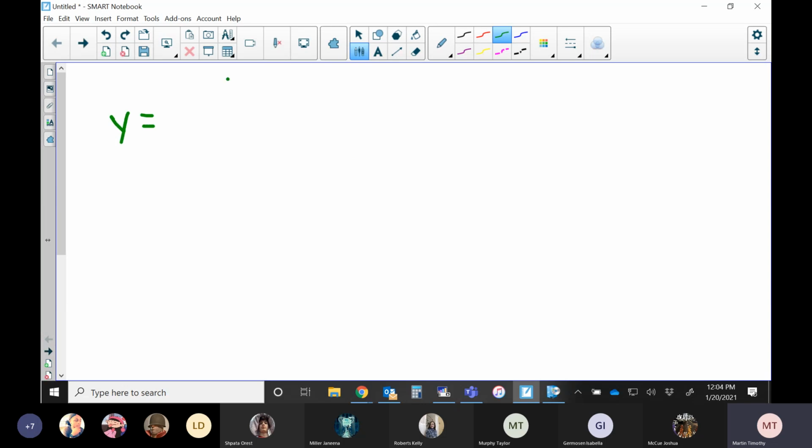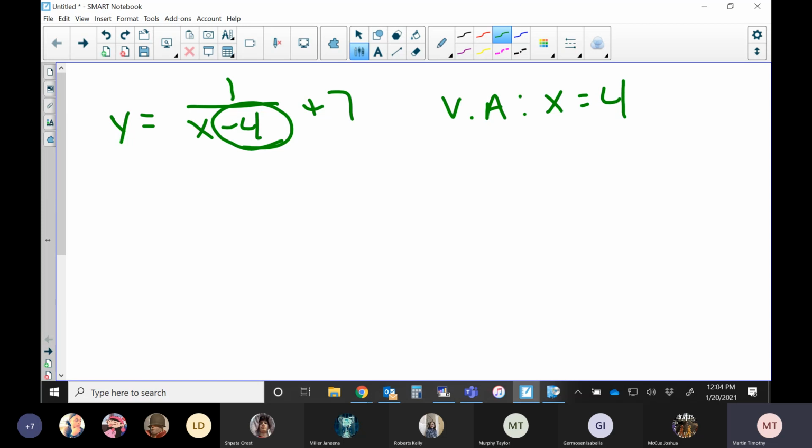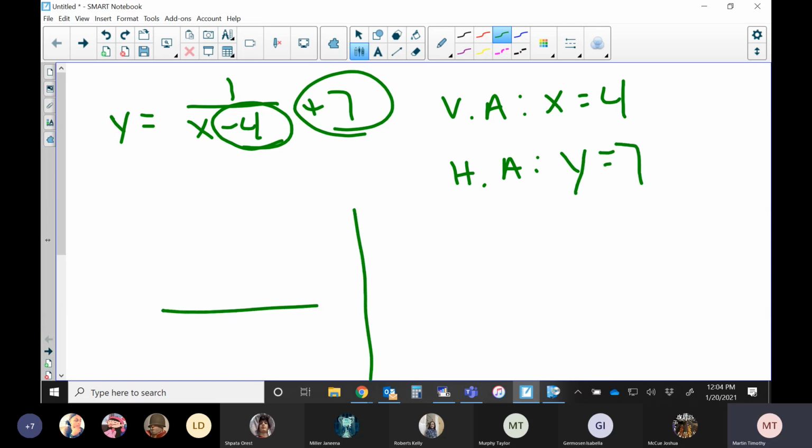So if I said y equals 1 over x minus 4 plus 7, my vertical asymptote should be... this moves it to the right 4. So it's going to be x equals 4. And this right here is going to move the horizontal asymptote up, which is going to make it y equals 7. So that would look like this on a graph.